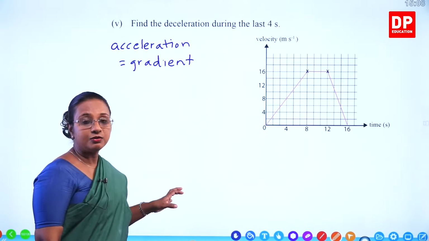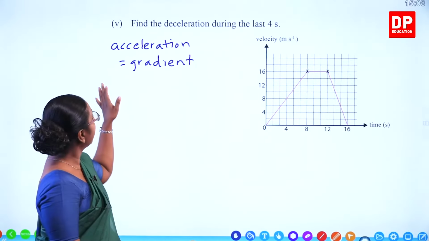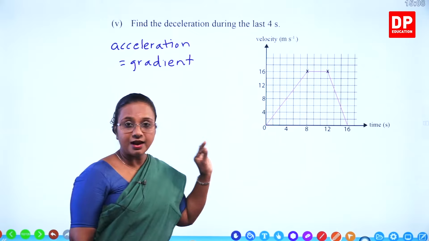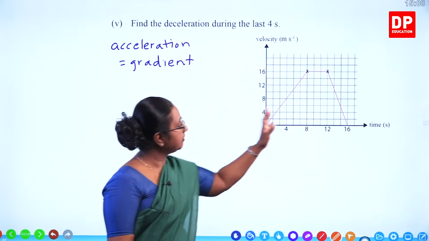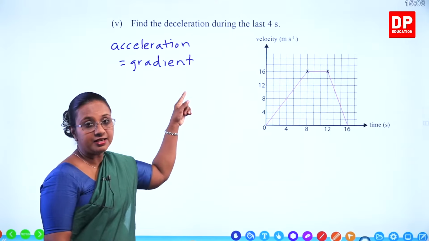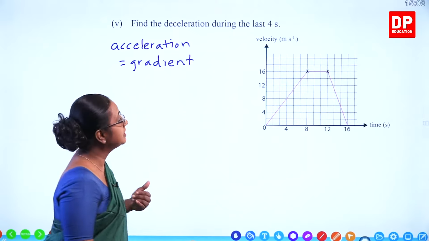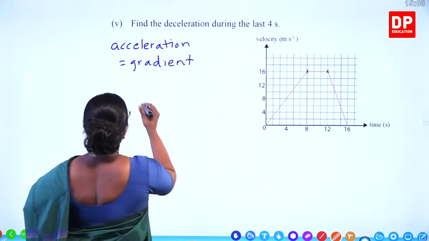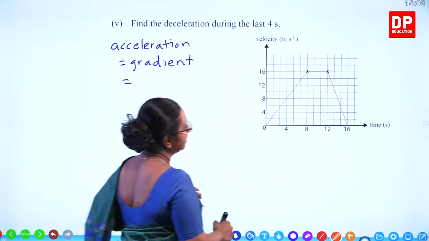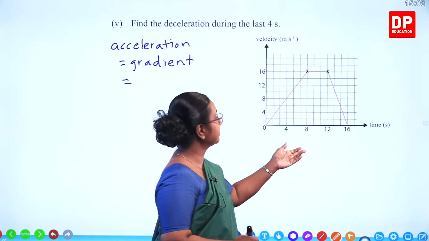Students, when you calculate, always you have to write what you are calculating, and you have to either write down the equation, or if it is from the plot, it is better to write whether it's the gradient or the area, so that you won't make a mistake. So here the gradient is the difference in y-axis divided by the difference in x-axis.